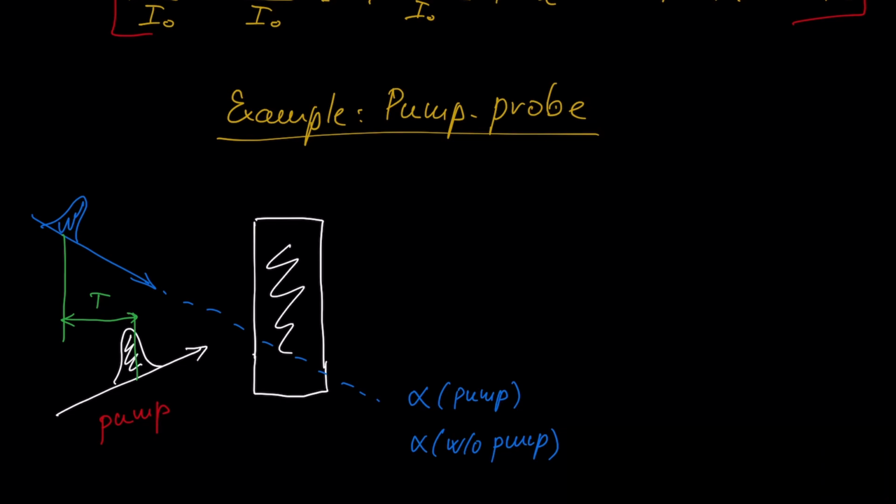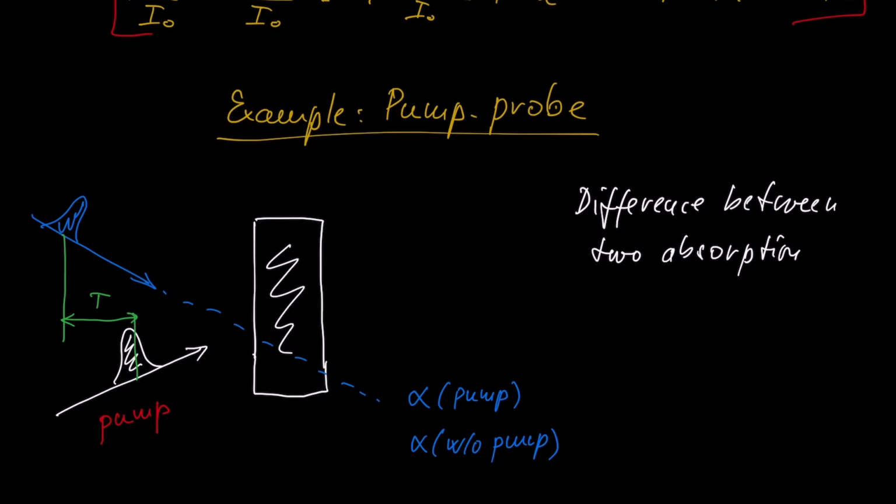And because we have measured two absorption spectra, we can define something like the difference between two absorptions, which would mean, for instance, something like this, minus a different measurement. So this is with pump, and this is without pump, and this kind of quantity beta, for instance, will be what we are interested in.